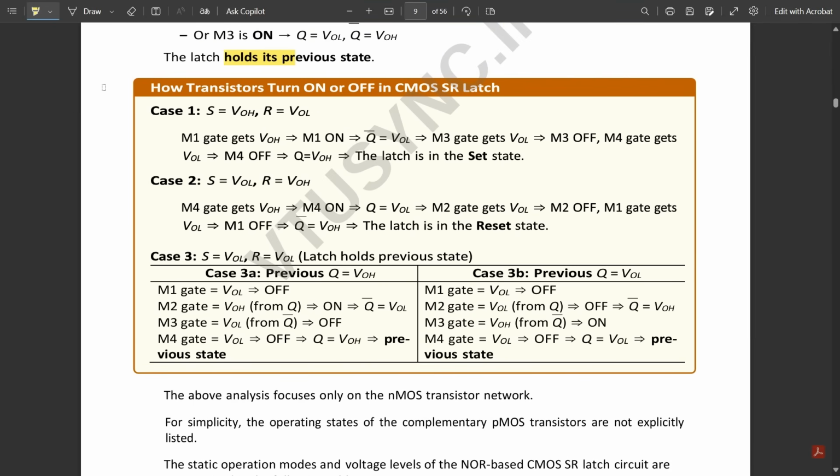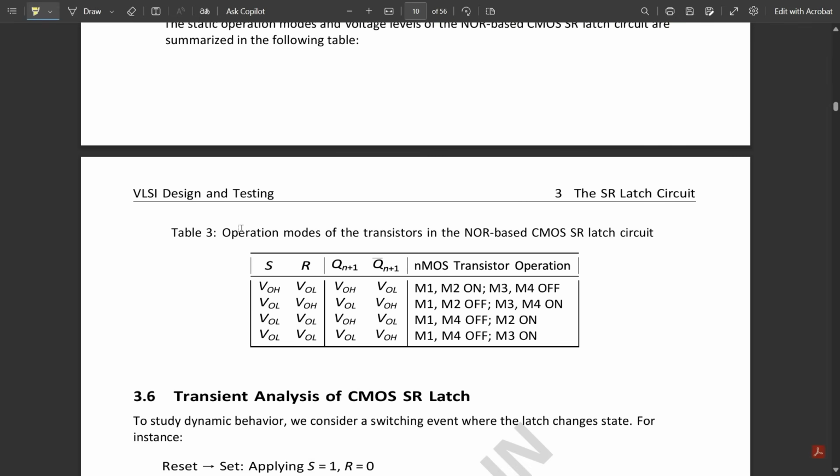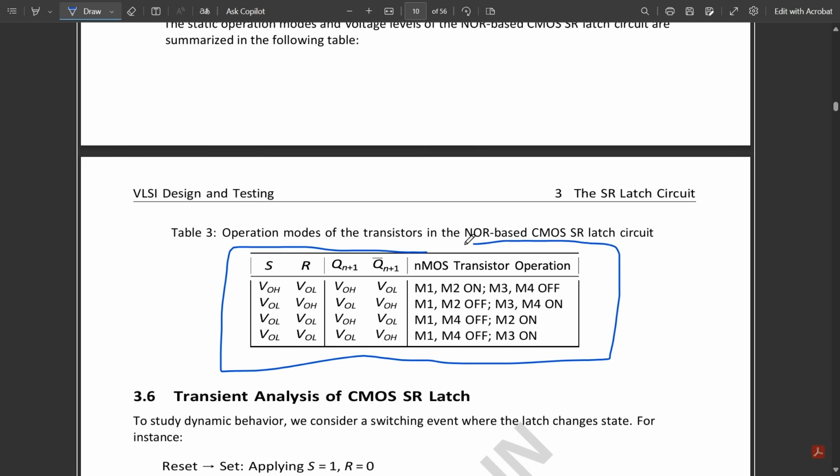And a complete analysis has been given in this table here. You just go note it up. Okay, so these are the operating modes for a CMOS NOR based SR latch of all the transistors. Just now we have explained the operating conditions, right? That is only what is mentioned here. Okay, so just read it.